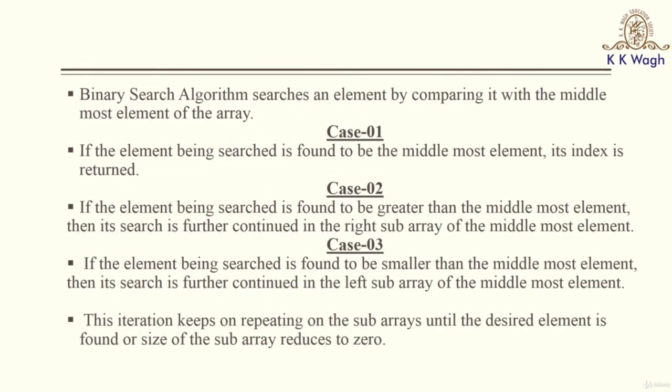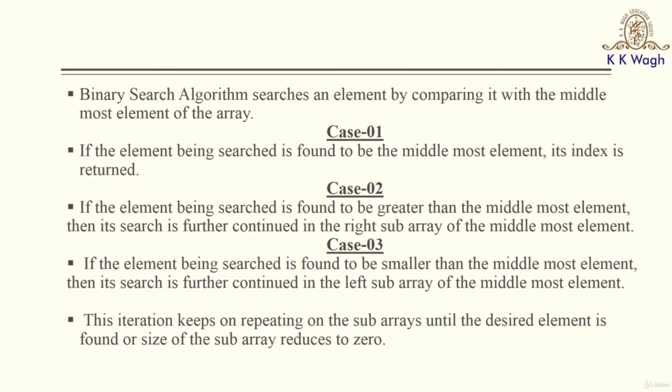So in this search, we are searching a particular element by comparing with the middlemost element. So there are certain cases generated. For example, case number 1. In this, if the number that has to be searched is available at the middlemost element, then it's a successful search and we return the middlemost element's index number.